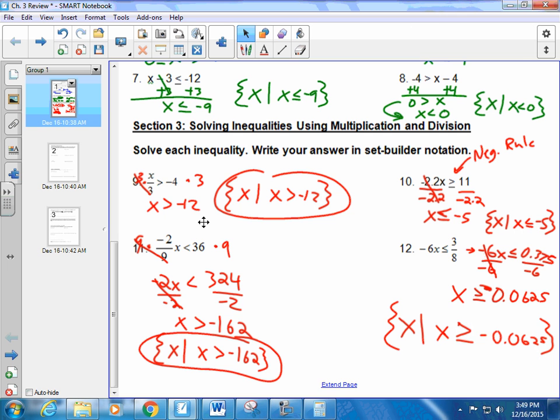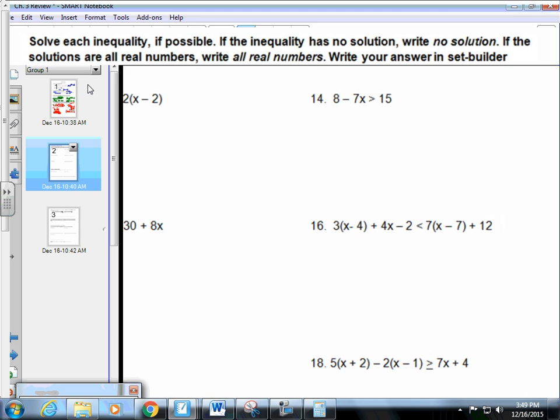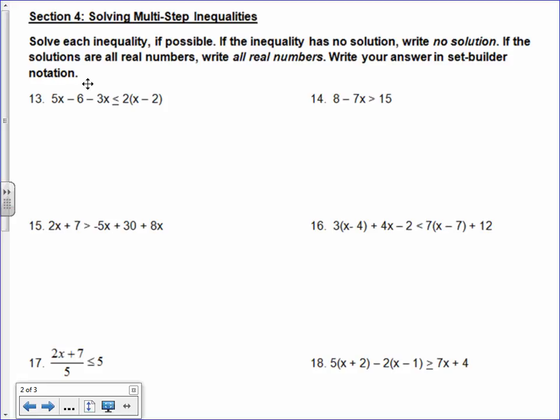So that's page 1. We're going to page 2 now. Page 2 has some multi-step inequalities. So it says solve each inequality if possible. Write the inequality, or if the inequality has no solution, write no solution. If the solutions are all real numbers, write all real numbers. And I'm going to actually say you don't have to write it in set builder notation for right now, especially for space-wise here. So we're not going to write these in set builder notation.